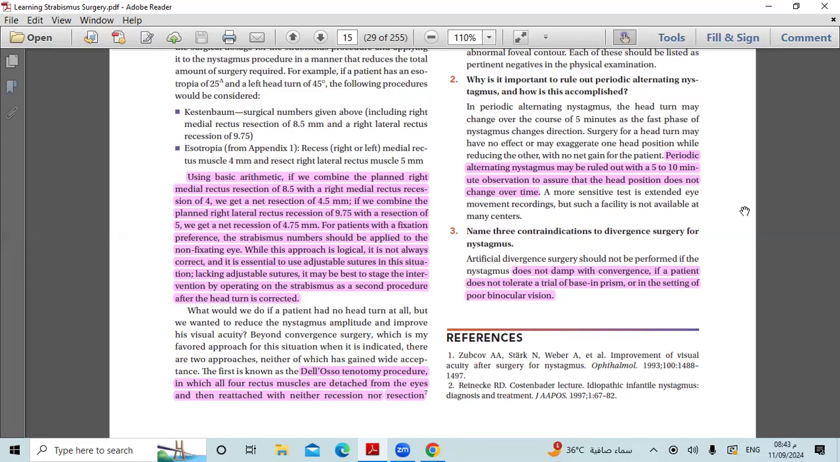Yes. So number one, it doesn't damp with convergence. We shouldn't go for divergence surgery. Number two, doesn't tolerate the trial of base in prism. And the last one, in the setting of poor binocular vision, you shouldn't do the divergence surgery.